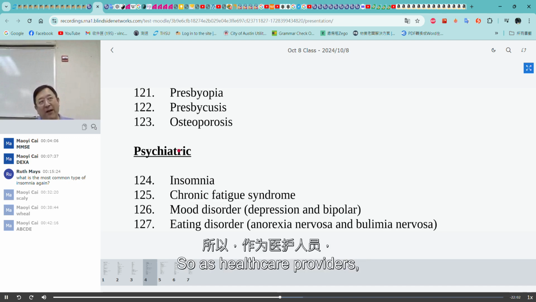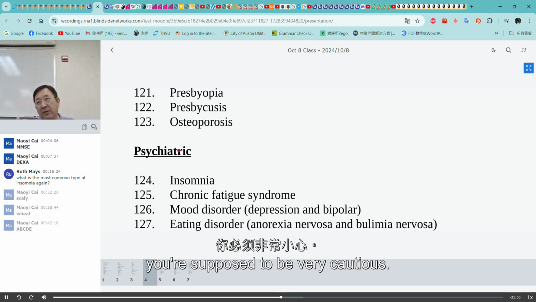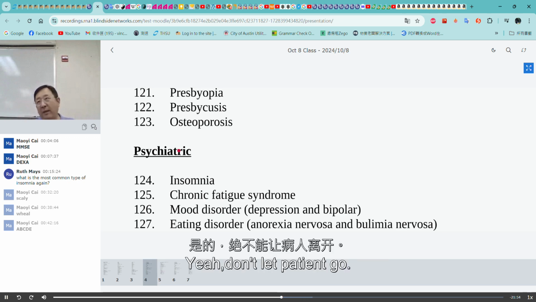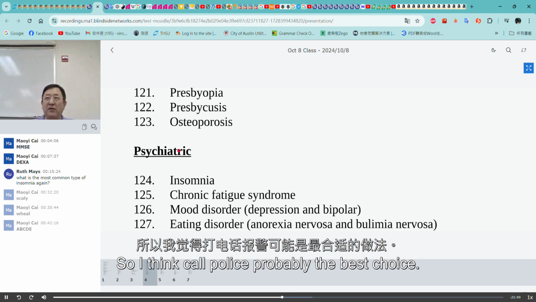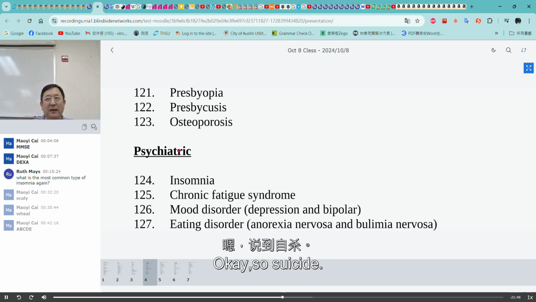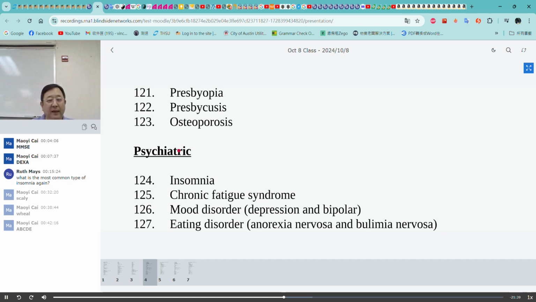So as a healthcare provider, if you notice a patient has suicidal ideation or plan, you're supposed to be very cautious. Don't let the patient go. So I think calling the police is probably the best choice. Suicide usually occurs in the more advanced stage, when the patient will actually have this kind of thought. Okay. Then addictions.